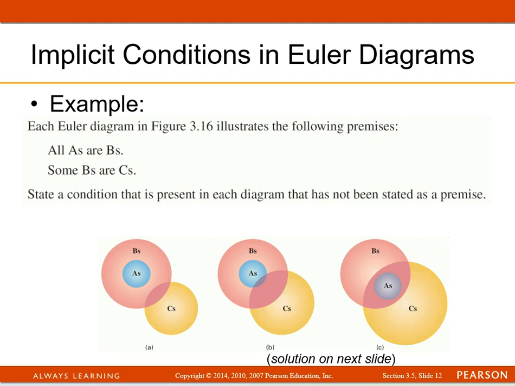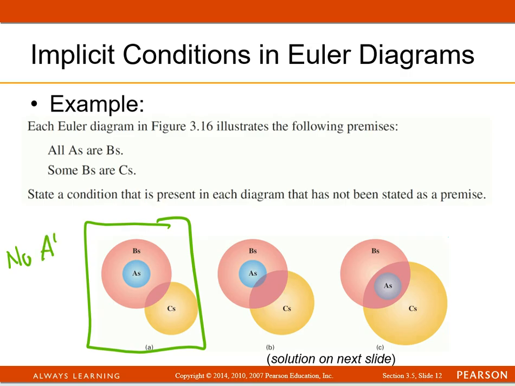This one, let's see, let's go with green here. This one here, the extra premise is no A's are C's, because none of the blue circle is touching the yellow circle.